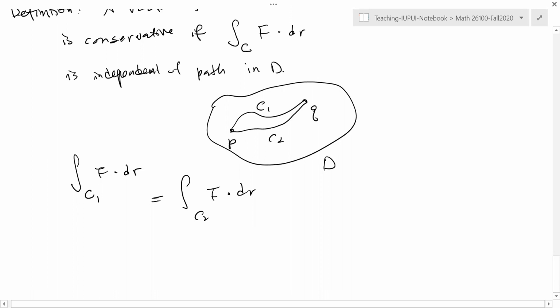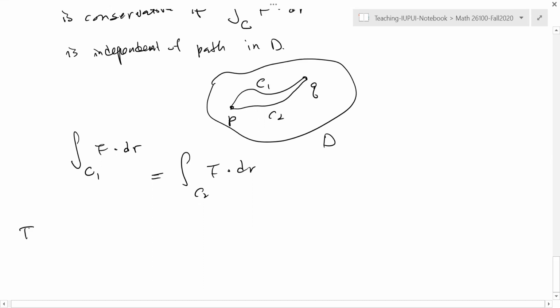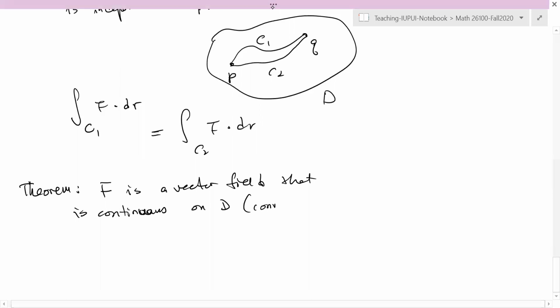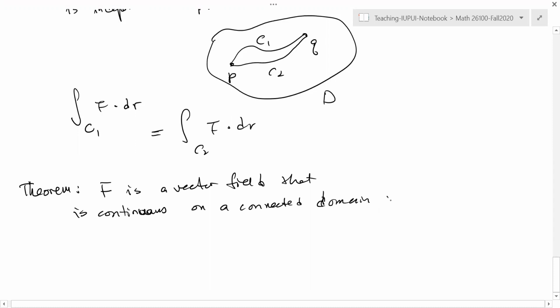Now, the important theorem says that if you are given a vector field, we want to check whether it's conservative. So suppose F is a vector field that is continuous, which means the components are continuous, on D. Now D is a connected domain, not a separated domain, so we have to be careful about this. Connected domain D.